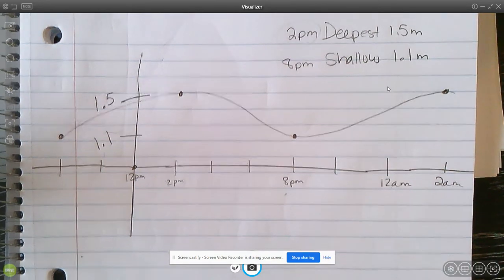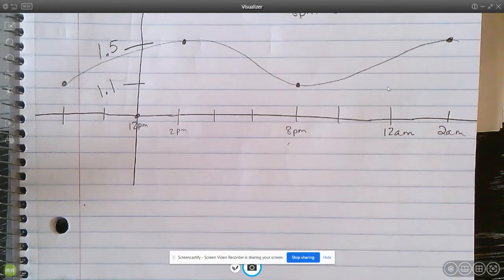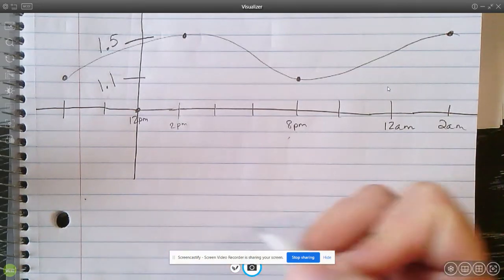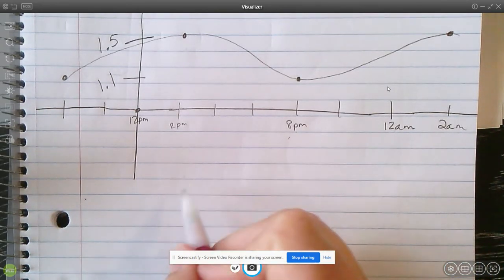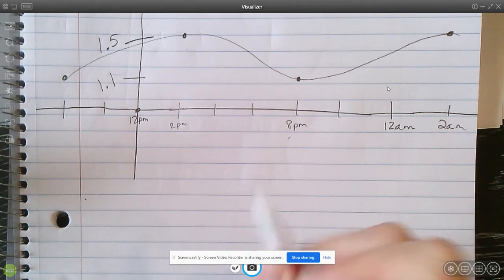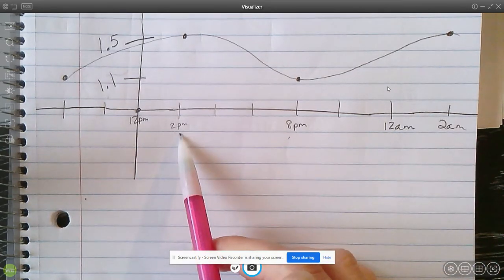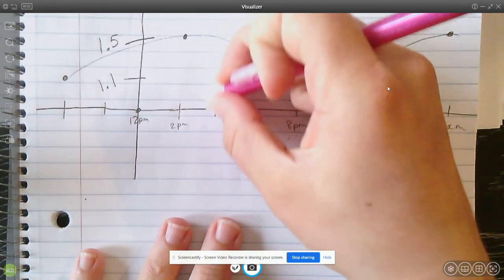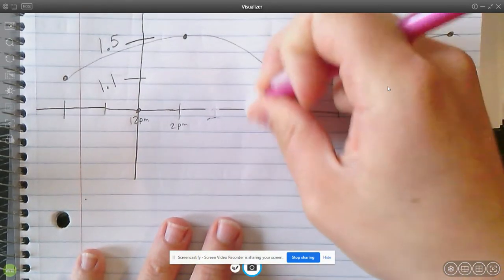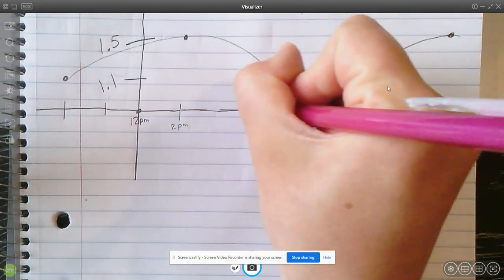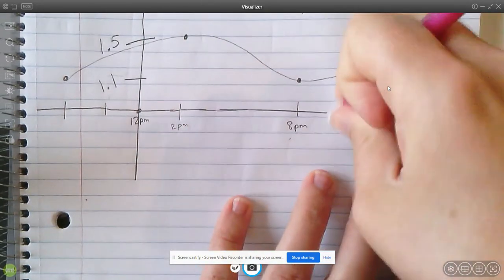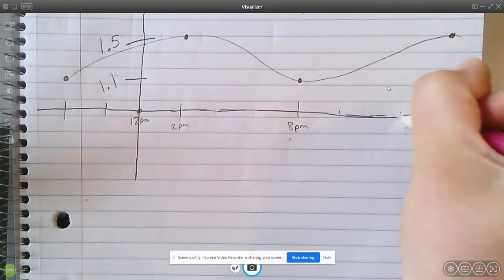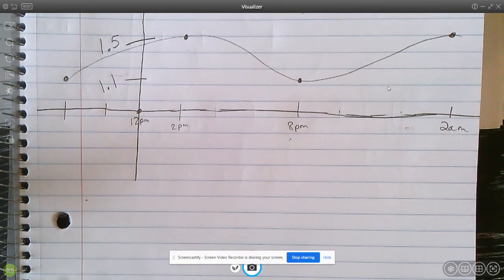Okay, so now we need to write an equation. So we're going to do the same thing that we did on the last problem. We're going to do sine and we're going to do cosine. All right, so let's see here. So the first thing I'm going to do, if this is 2 p.m. and this is 8 p.m., halfway in between that, we're going to get rid of these ones. And we'll get rid of these ones. Could have kept them, but I don't want to have too much writing when I'm trying to show you this.